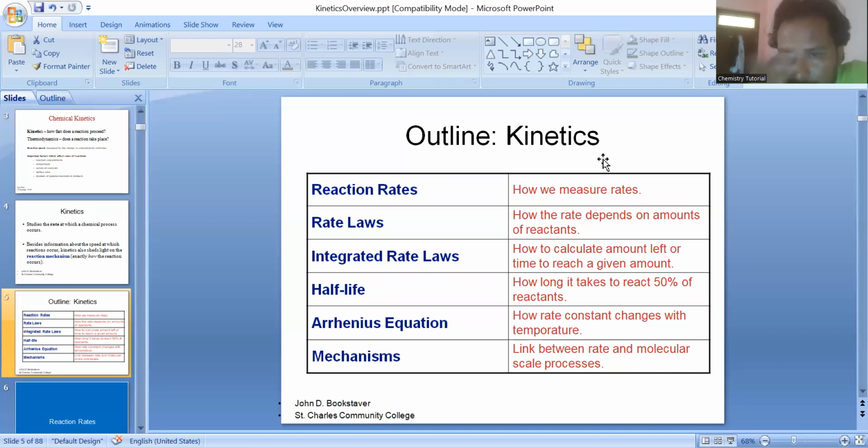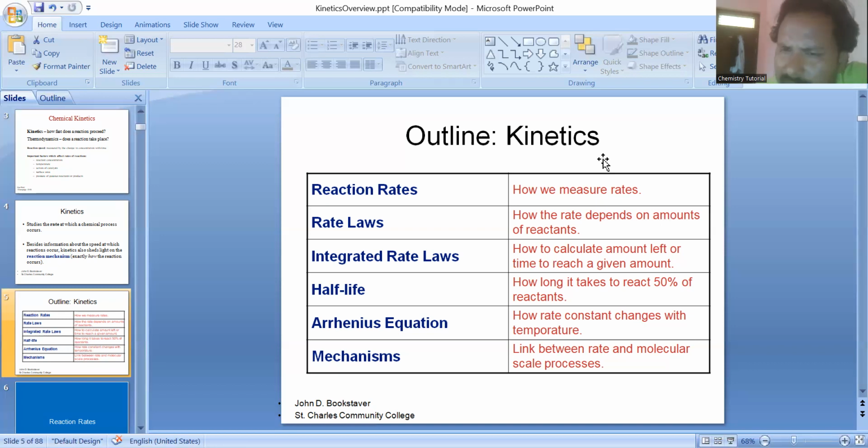Rate law: the rate depends on the amounts of reactant. Okay, so if the amount of reactant is much more, then what happens? Rate becomes low. So it also reveals the rate law. Integrated rate law: how to calculate the amount left over time, or the time to reach a given amount. Okay, so it is the integrated rate law. Half-life: how long it takes to react 50% of the reactant. Okay, so it is the half-life.